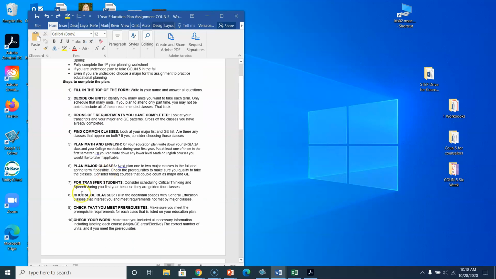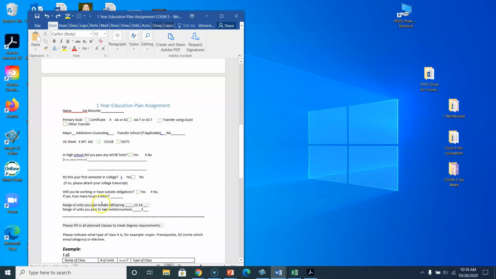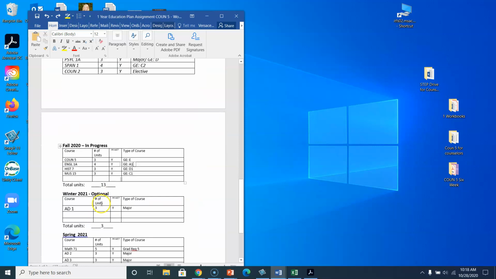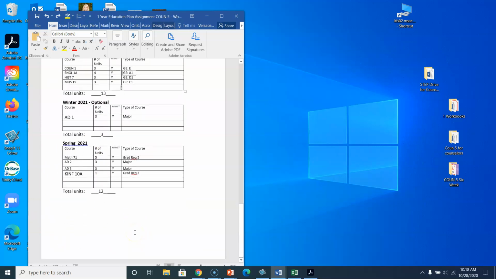So we're on the last step. Check your work. Make sure you included all necessary information, labeling each course, major, GE, elective, the correct number of units, and if you meet the prereqs. So I can see we filled out all the parts. We did this. We did this. Okay, we're done. This is ready to submit.